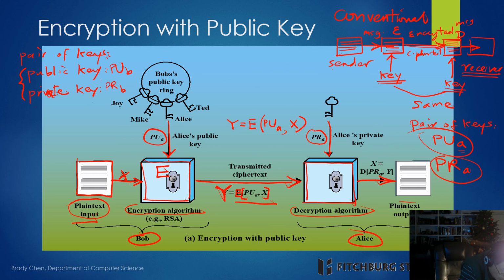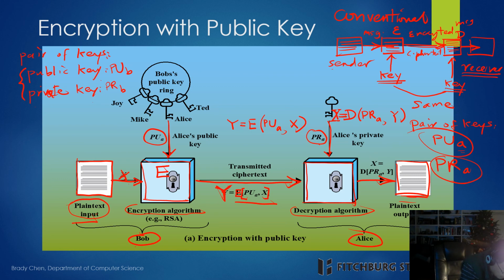So in math, we can write this as D, which is the decryption algorithm, and it takes two parameters. One is the private key for Alice. The other one is the ciphertext sent by Bob. And hopefully, this decryption algorithm is going to restore the message back to X, which is what Bob just sent. So that's the plain text.